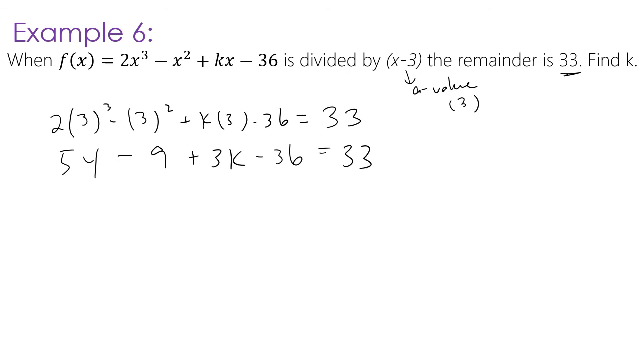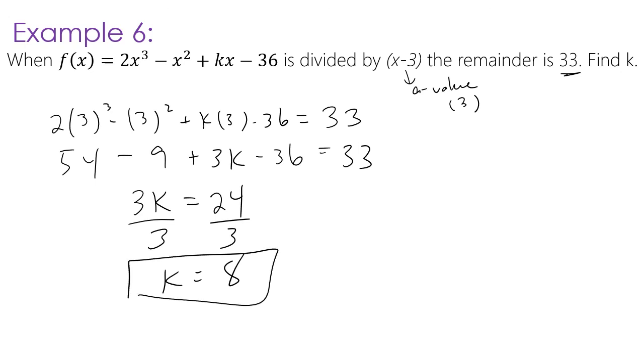Bring over all your numbers to one side, keep your k on the left side. You should end up with 3k equals 24. Divide both sides by 3, k equals 8. Not too bad.